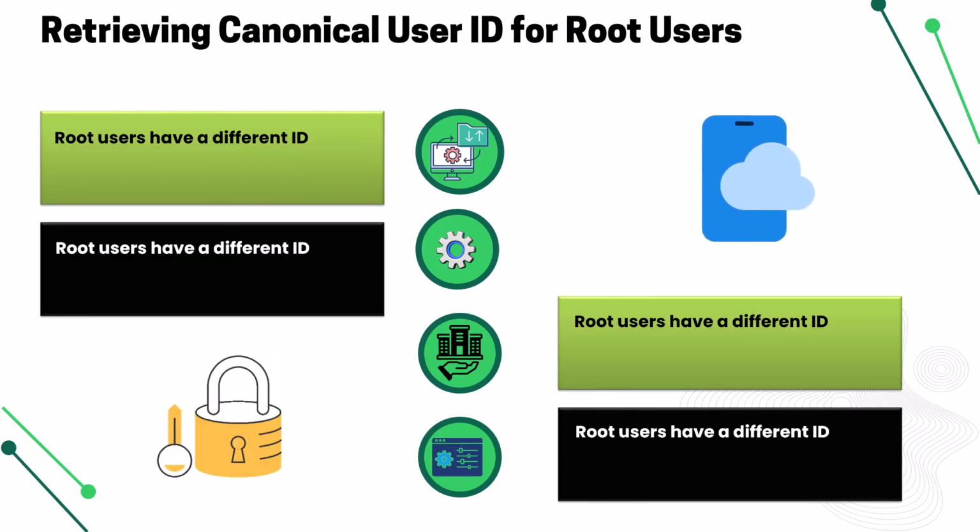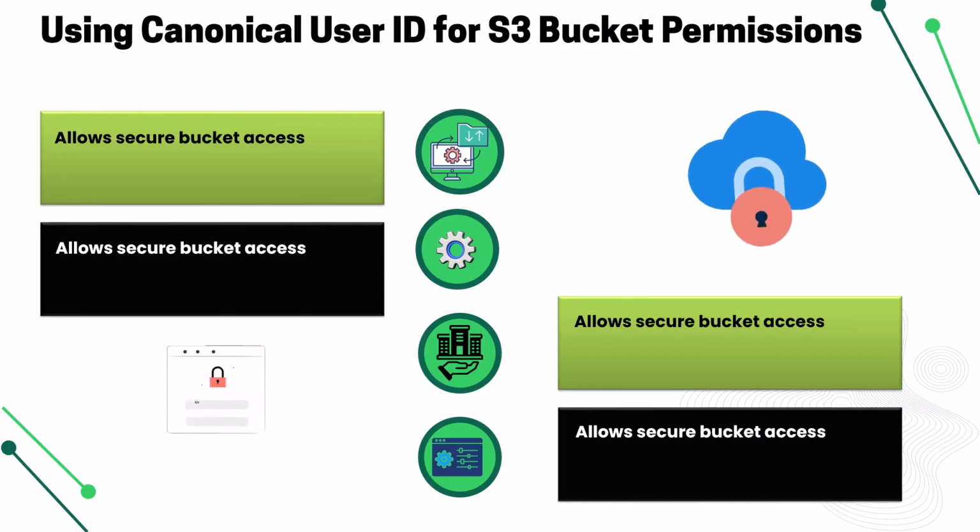Root users have their own Canonical User ID, and finding them is a bit different. Head to AWS account settings to check. These IDs are crucial for account-wide permissions and security management. Without them, managing AWS would be like driving without a steering wheel. Dangerous.